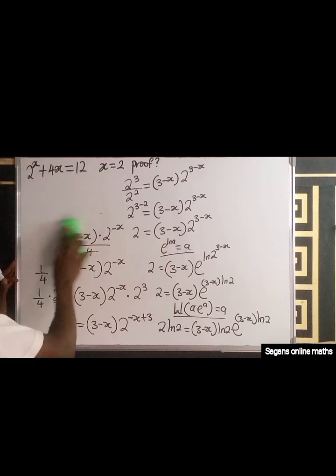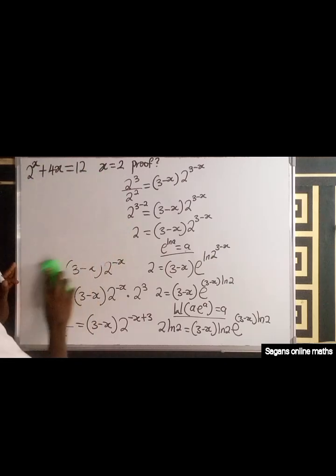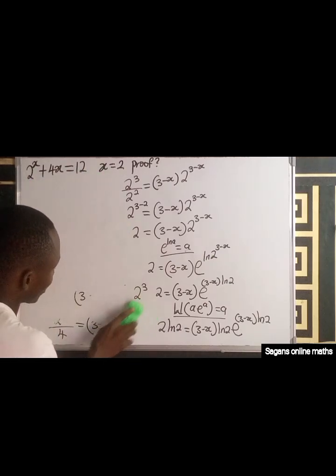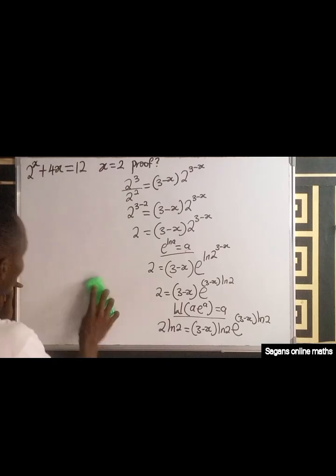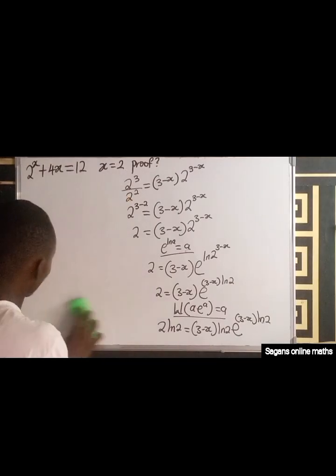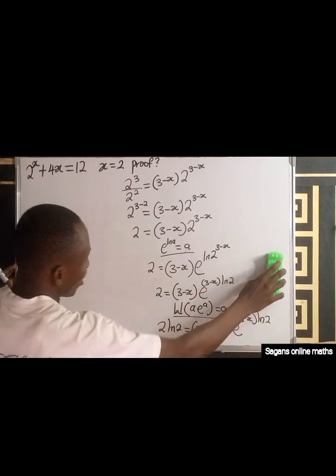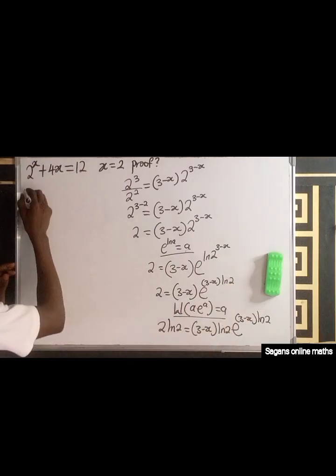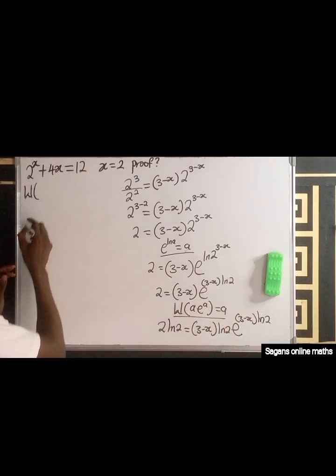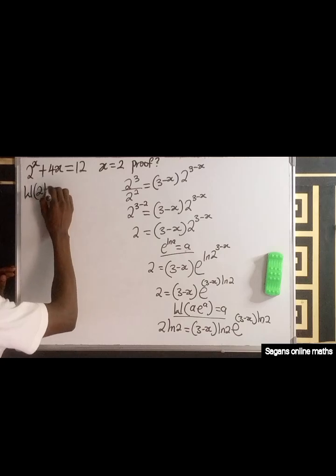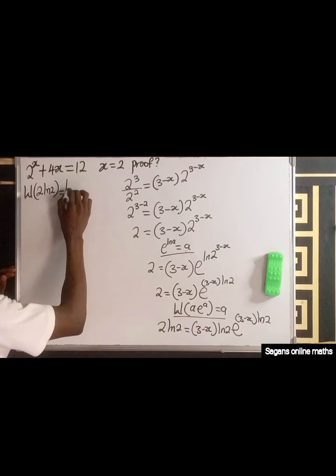All right, this is amazing, a beautiful question. How to find the value of x, and they say you should prove that x is 2. So we are trying to prove the value of x. Now, the ln function of 2 ln 2 is equal to the ln function of what?